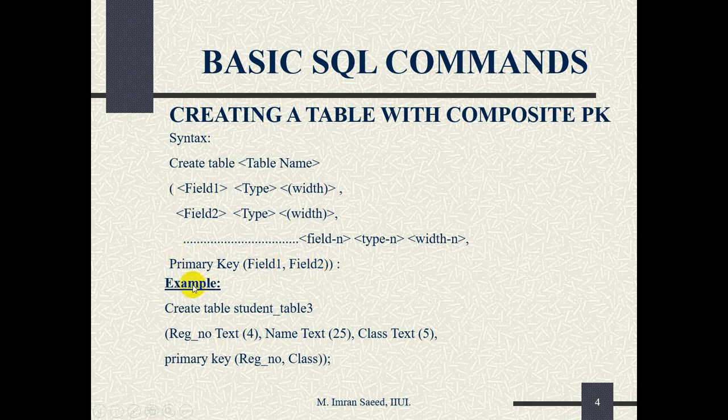Now check the example: create table student_table3, reg number text 4. You can write name over here, then class in the third line, but I have written it in one line to save space because I have less space. So we can write it like this too. After defining all the attributes, I wrote primary key and then reg number and class. So now it will make a table with the composite primary key of reg number and class. So let's check.